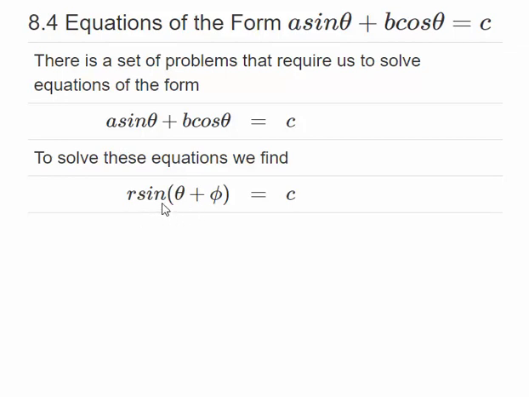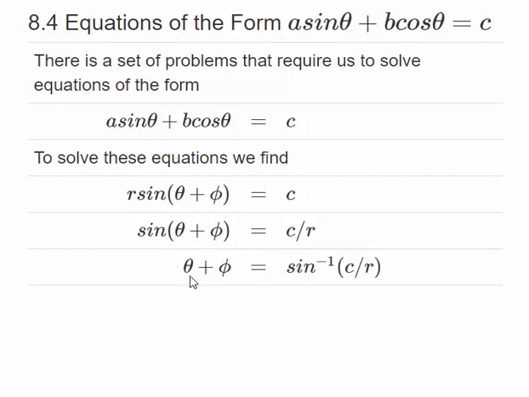So knowing r and phi, we can divide both sides by r to give us sine theta plus phi is equal to c over r. Then we can take arc sines of both sides. So theta plus phi is equal to arc sine of c over r. So we get theta is equal to arc sine c over r minus phi.